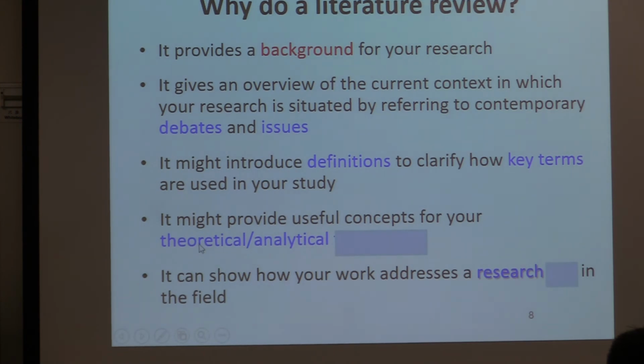Okay. This review might provide useful concepts for your theoretical and analytical what? I need a noun here. A very important word if you're going to do a dissertation. Definitely you need this. A word that begins with F. Framework, that's right. You can say framework or model, it's up to you. For example, if your work is based on someone's framework or model, you have to introduce that model systematically to readers.